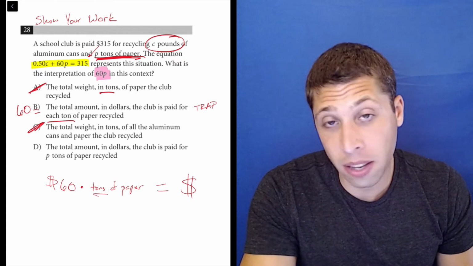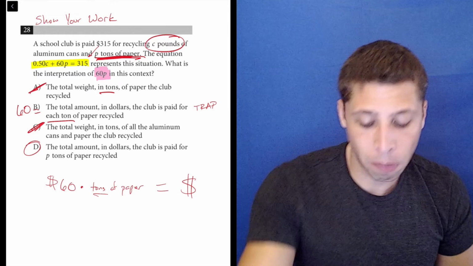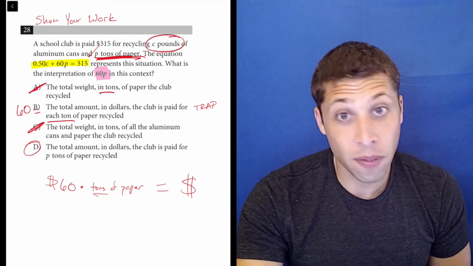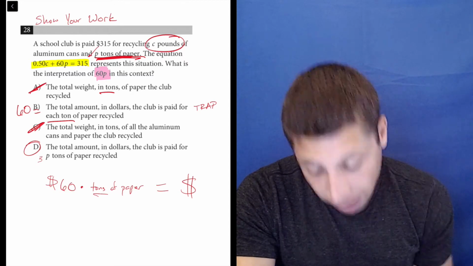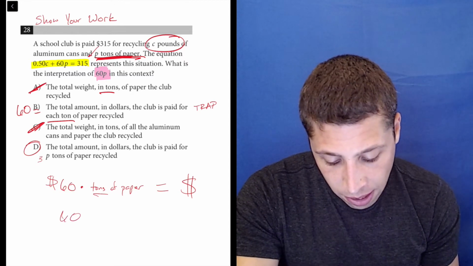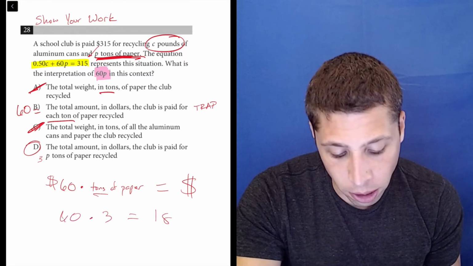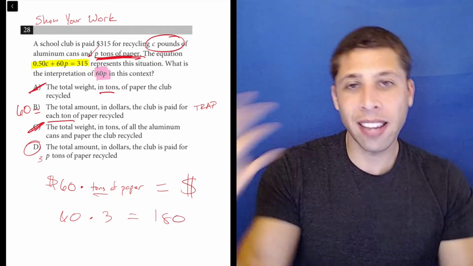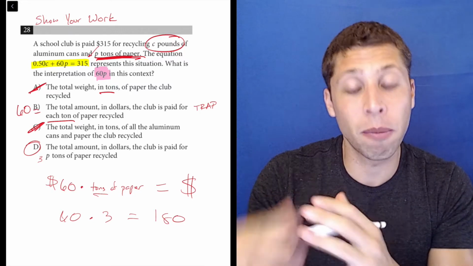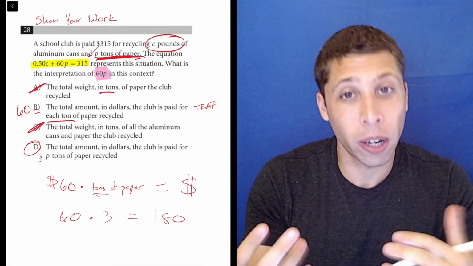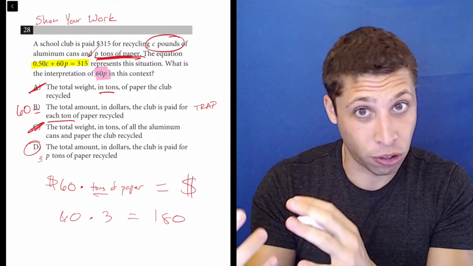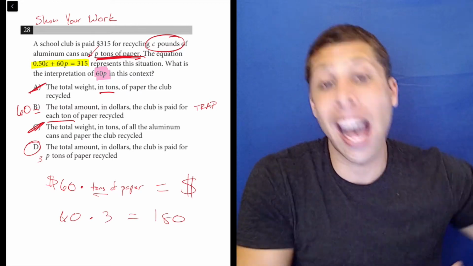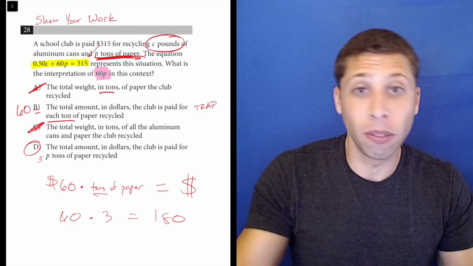And that brings us to D, which is the answer. The total amount in dollars the club is paid for P tons of paper recycled. So if they recycled 3 tons, then it would be 60 times the 3, so $180, right? That's the total. And that makes perfect sense because that's how these kinds of coefficients and multiplication situations usually work. You have a rate, that's the coefficient, the 60 in this case, and then we multiply that by however much of the thing we have, and that gets us the total for that thing.